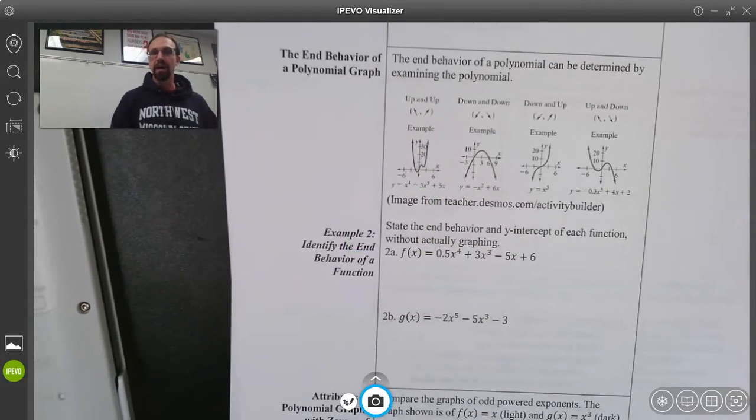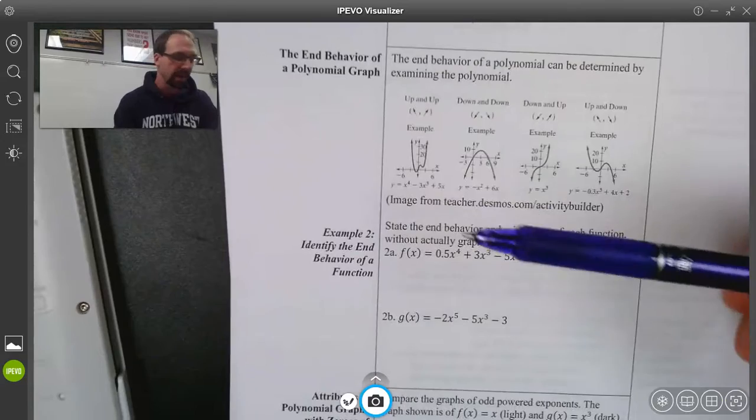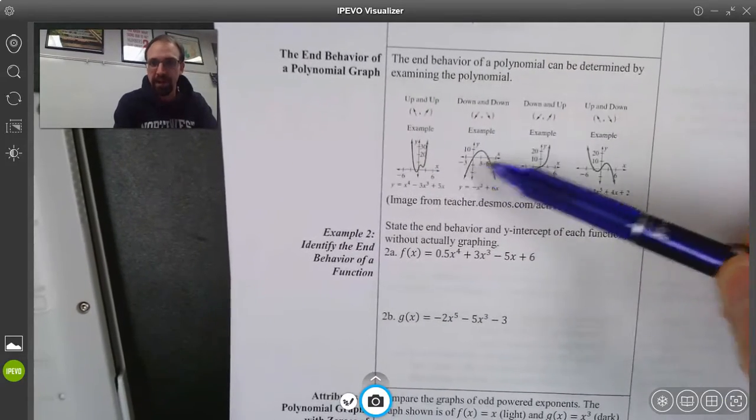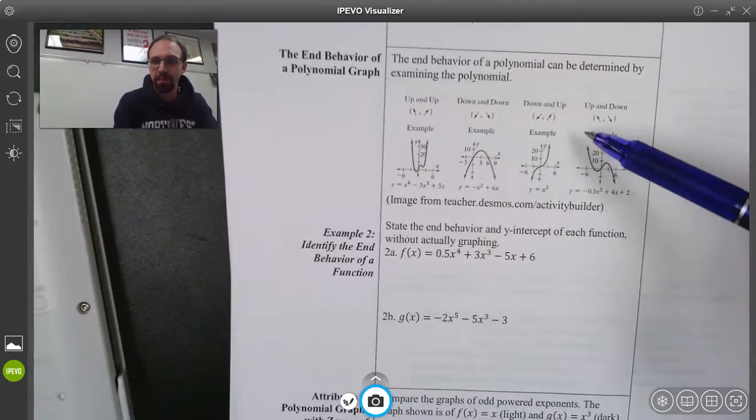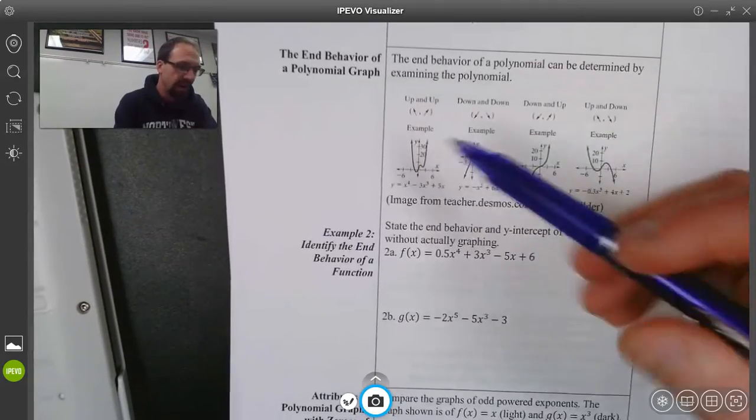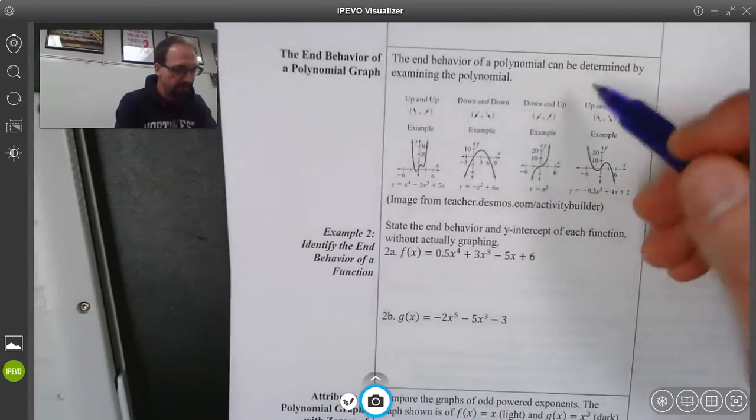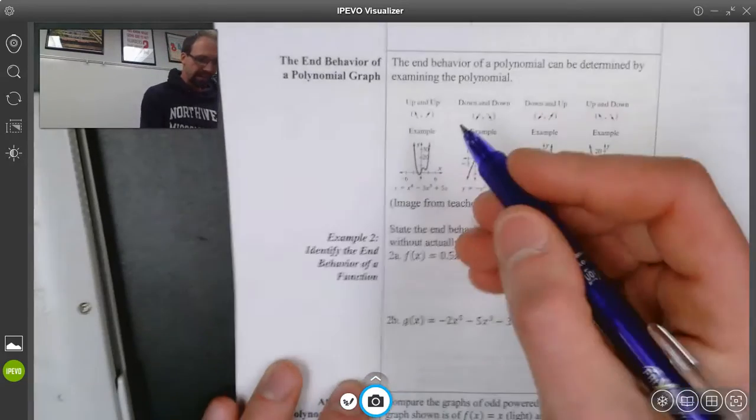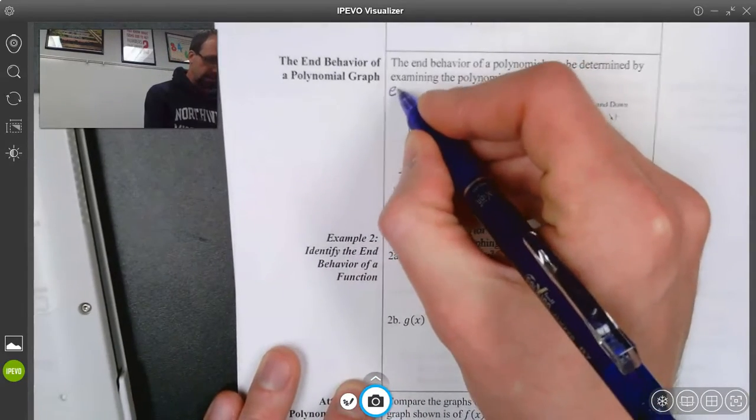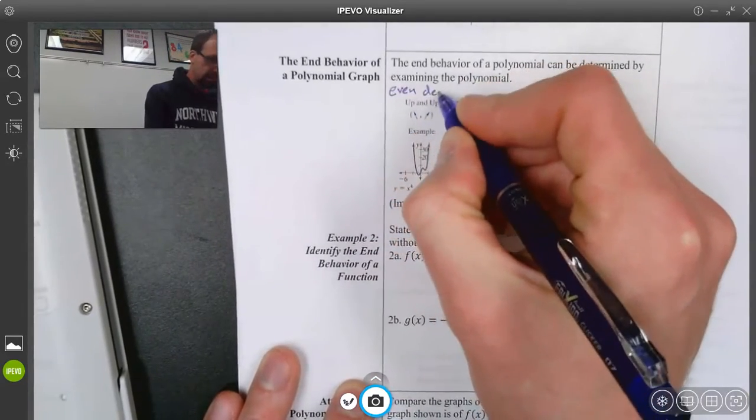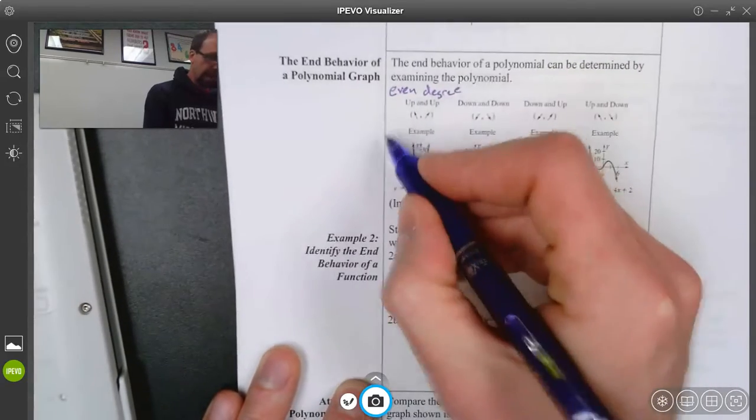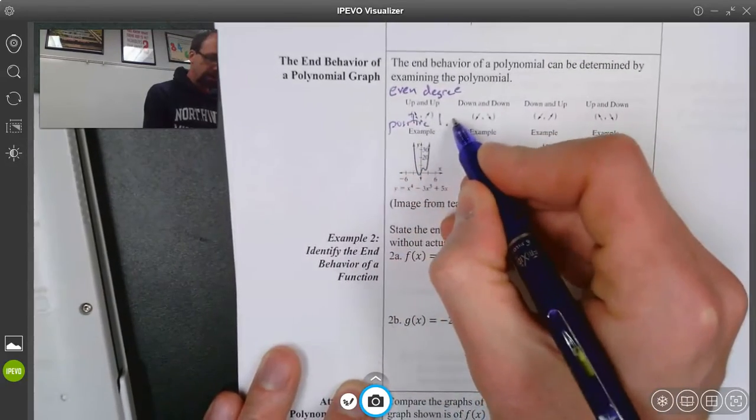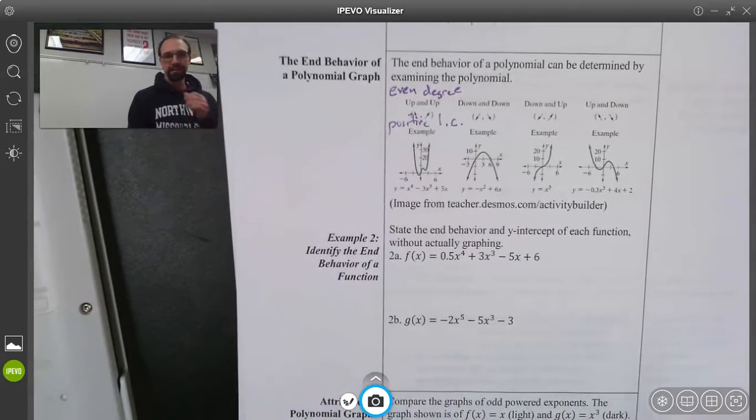There we go. Essentially what's happening here is that the ends of the graph are up and up. The ends of this graph are down and down. Then I have down and up, and then up and down. And this is talking from the left and then the right-hand side. So this example here is an even degree, and then it has a positive leading coefficient, which I'll abbreviate LC.